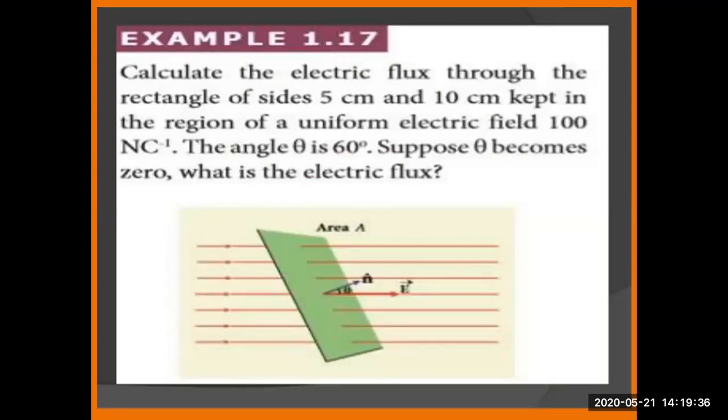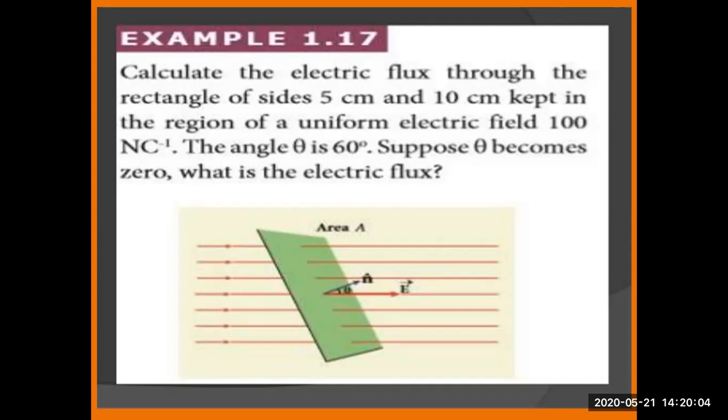Can we read this? Calculate the electric flux through the rectangle of sides 5 centimeter and 10 centimeter kept in the region of a uniform electric field 100 newtons per coulomb. The angle theta is 60. Suppose theta becomes 0. What is the electric flux? When theta becomes 0, the electric flux will be 100 multiplied by 50.